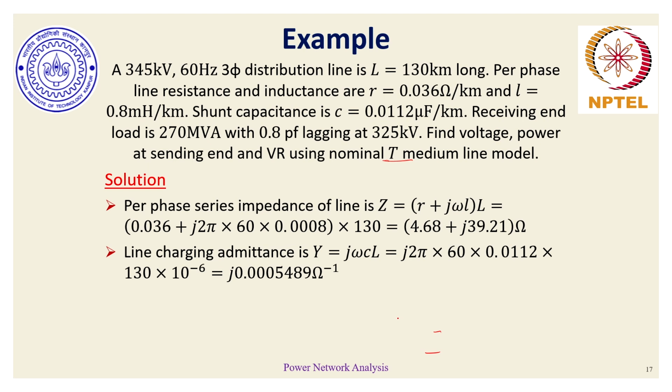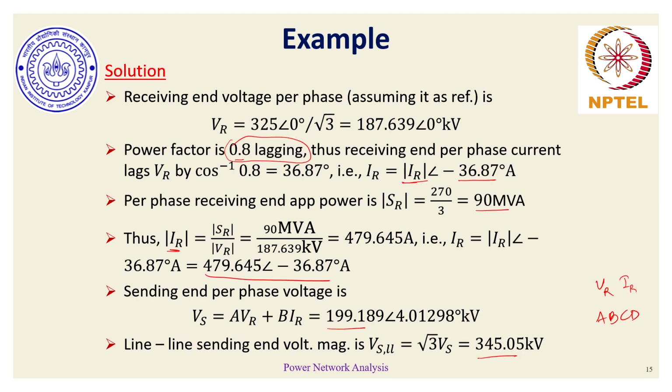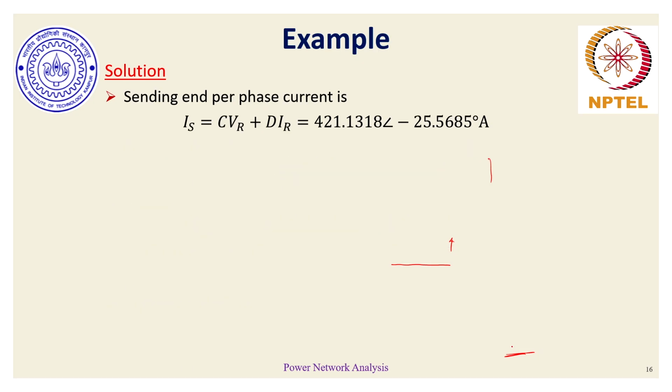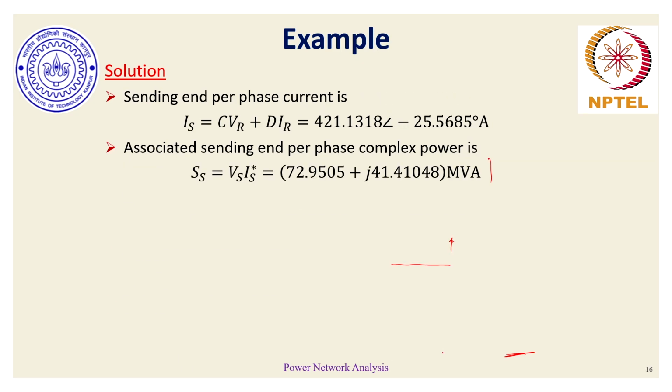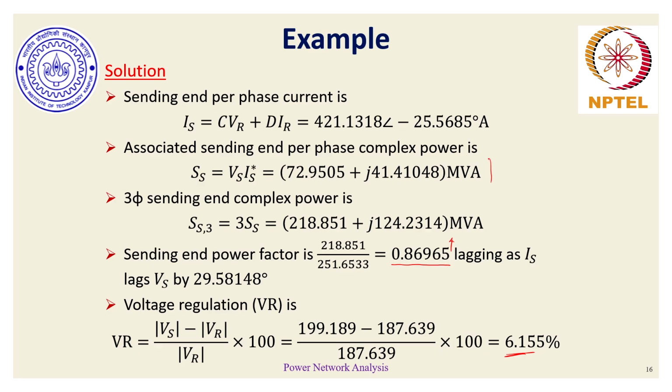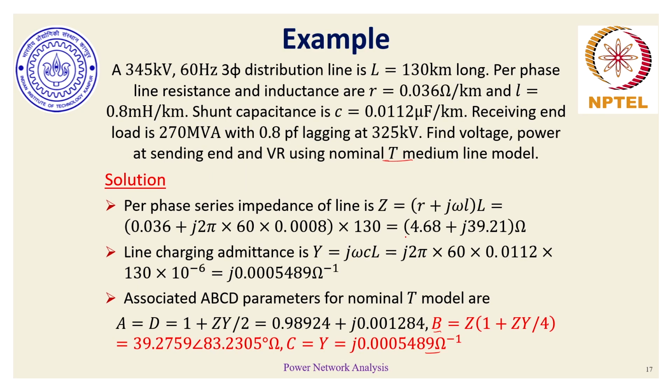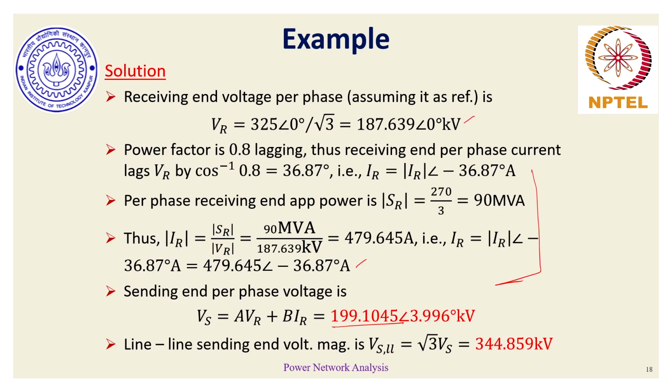Earlier it was equal to 199.1889 volt, and the sending end voltage was 345 kV line to line. The sending end power was somewhere around 218.124 MVA. The same numbers, if we see here, the differences are not very large.